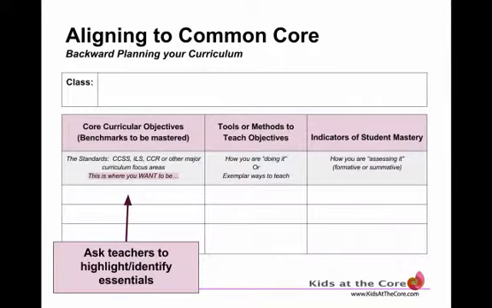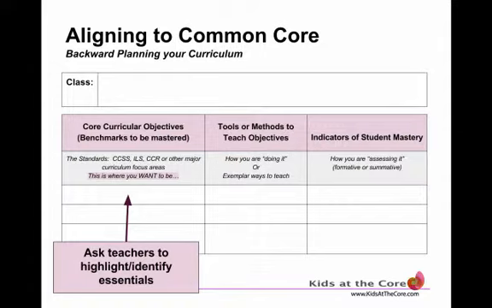So if we went back to that first column and we looked at everything the teachers were planning on teaching during this time, and then we asked the teacher to highlight or identify those things that were absolutely essential, we can start to get to the point where we're looking at what could be monitored for growth.